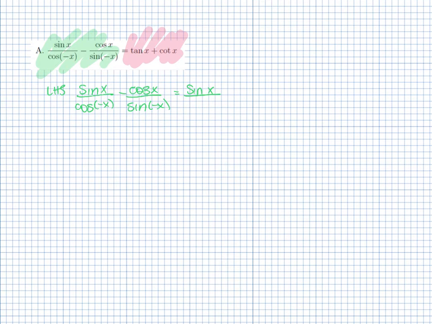And in fact, cosine of negative x is just equal to cosine of x. So that one isn't bad. But we need to remember that the sine function is odd. So this actually becomes negative sine x.